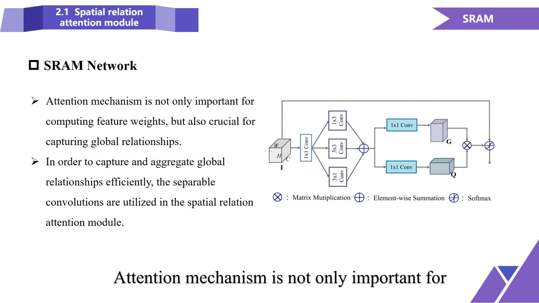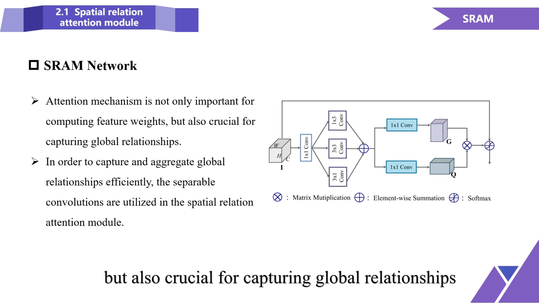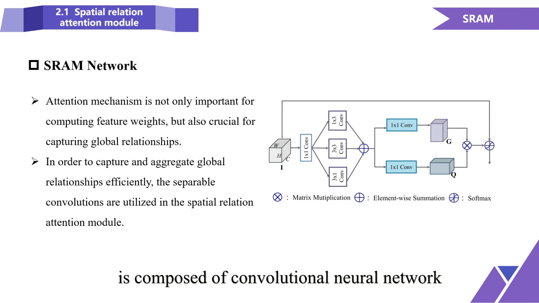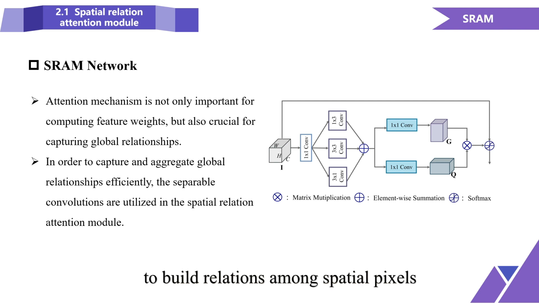Attention mechanism is not only important for computing feature weights, but also crucial for capturing global relationships. In order to capture and aggregate global relationships efficiently, separable convolutions are utilized in the spatial relation attention model. Our spatial relation attention model is composed of a convolutional neural network and an attention mechanism to build relations among spatial pixels.